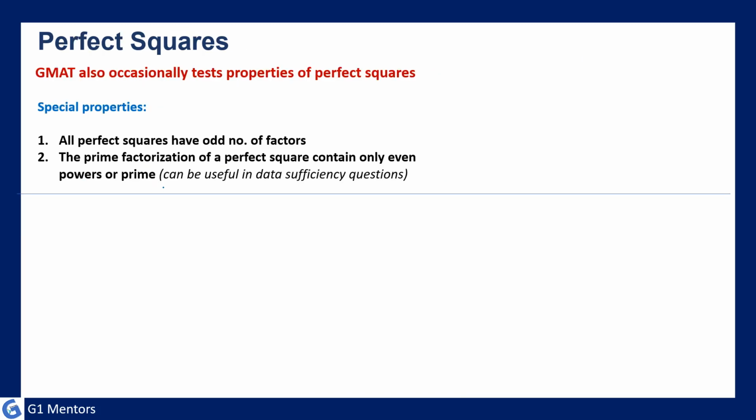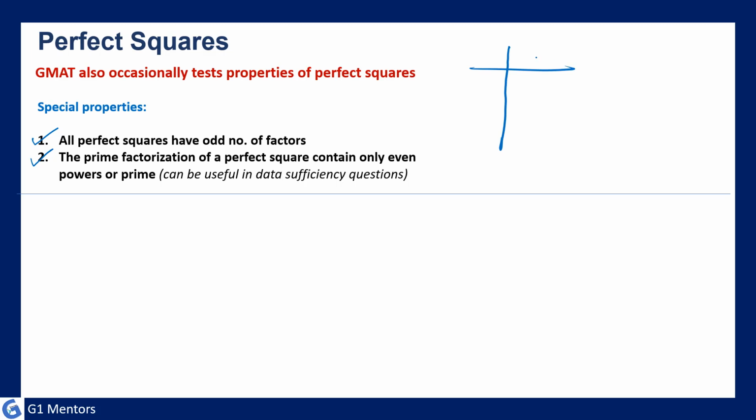So let's see another topic, perfect squares. GMAT also occasionally tests properties of perfect squares and rarely perfect cubes as well. There are two special properties of perfect squares which we must remember. That is, all perfect squares have an odd number of factors and the prime factorization of a perfect square contains only even powers of primes. So let's consider an example of 36.